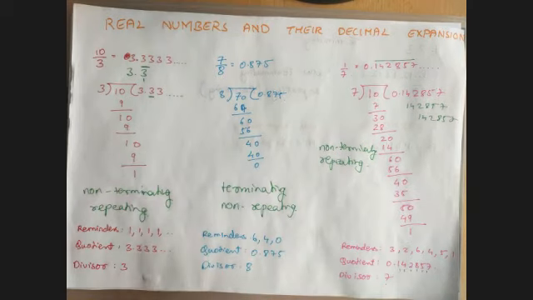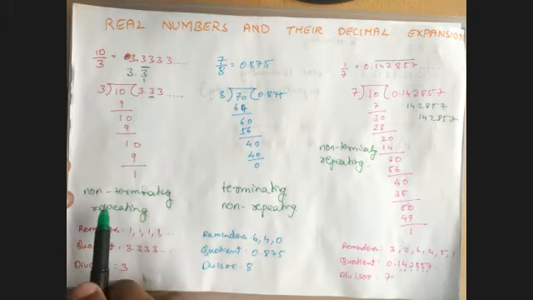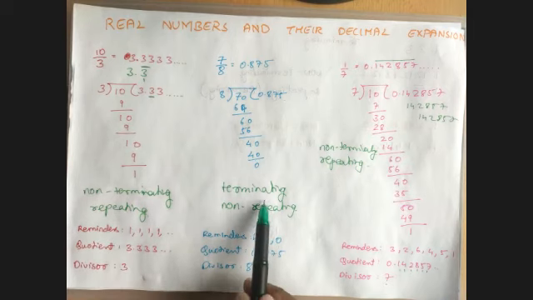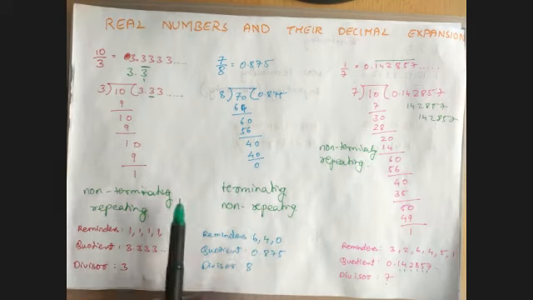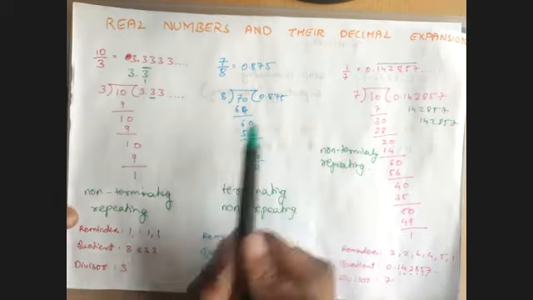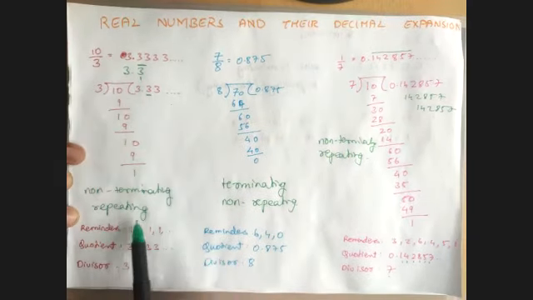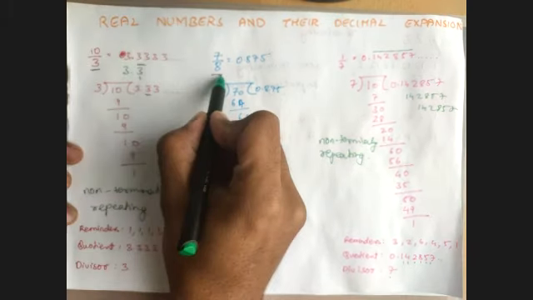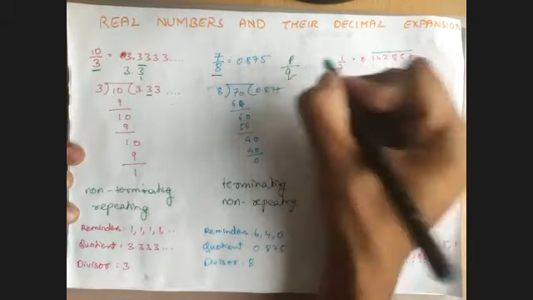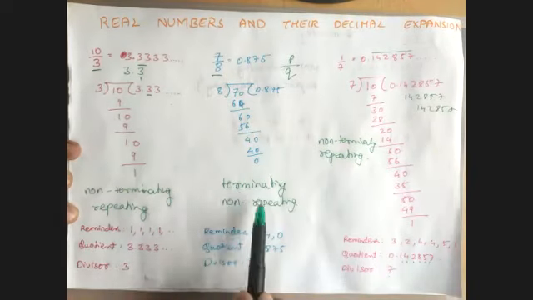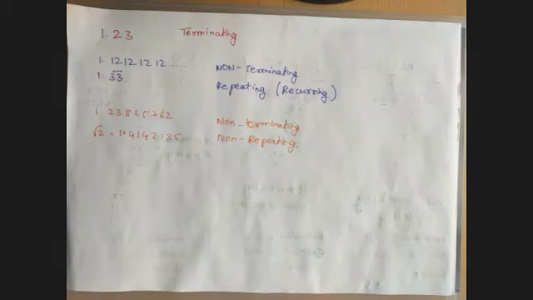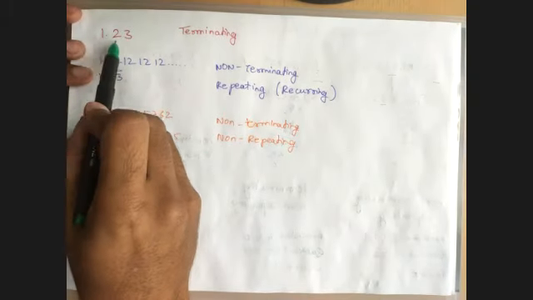We can conclude one more thing here. That is, the non-terminating and repeating, and also terminating and non-repeating, quotients both can be expressed in the form of p by q. That means they belong to rational numbers. We'll see this again. Let us take 1.23.